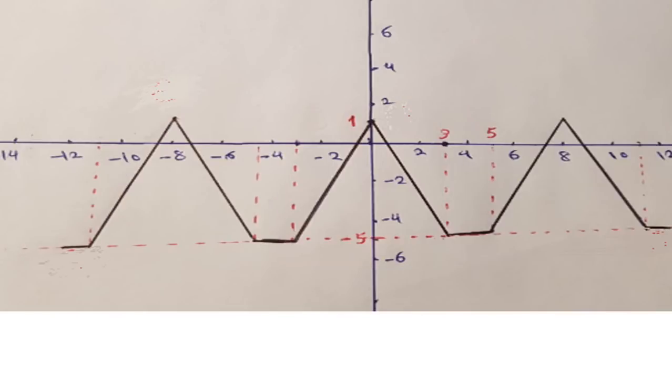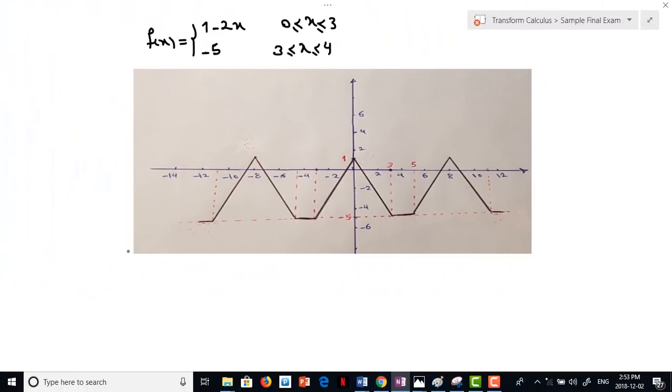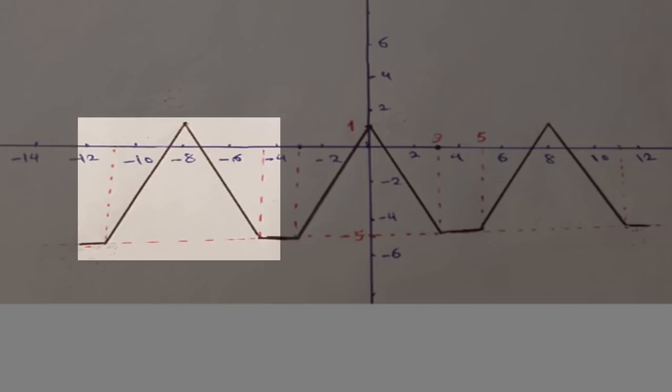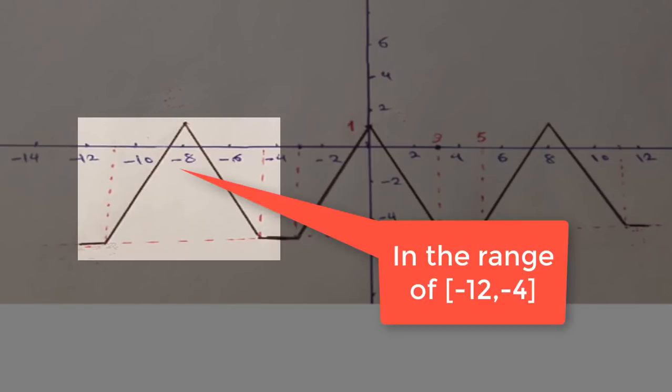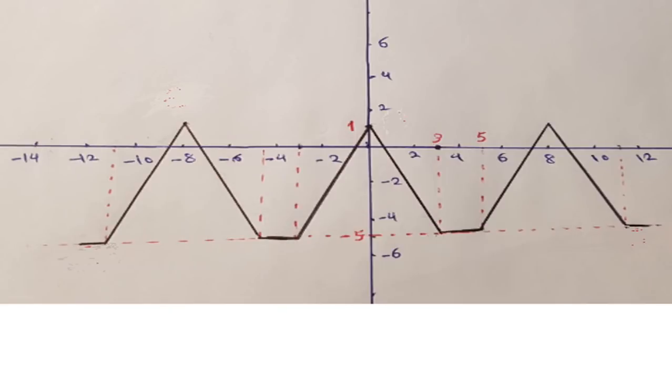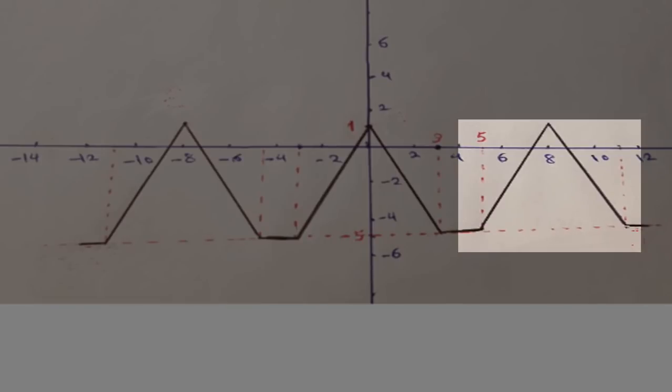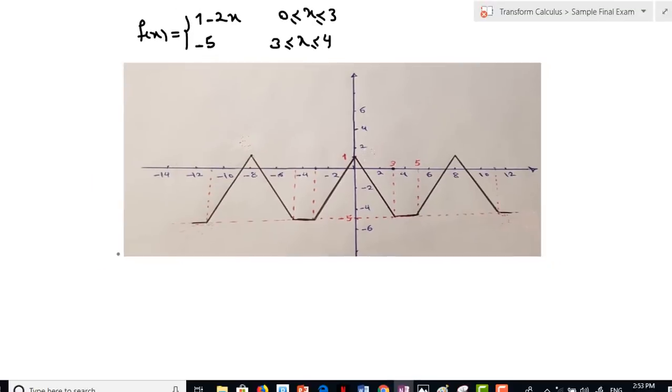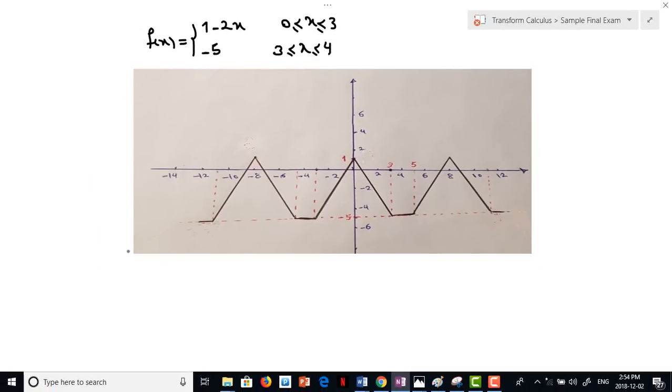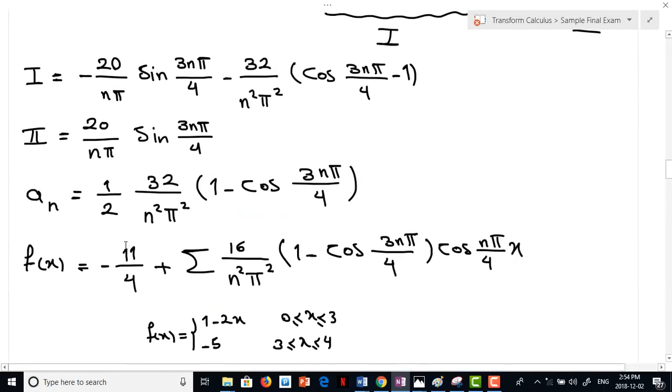What we have to do if we want the Fourier series in the range of minus 12 to 12? We know that the Fourier series is a periodic function. As a result, you have to plot the same in the range of minus 12 to minus 4, and then plot in the range of 4 to 12. So the final sketch of the Fourier cosine would be like what you see in this plot. So it's about part A.